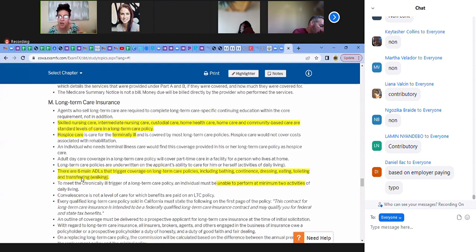On the test, they're going to throw in vision and hearing. No, those are not the main 6. So if they say "all except," it's vision and hearing. You must know bathing, continence, dressing, eating, toileting, and transferring. Those are the answers. They're going to confuse you with hospice.